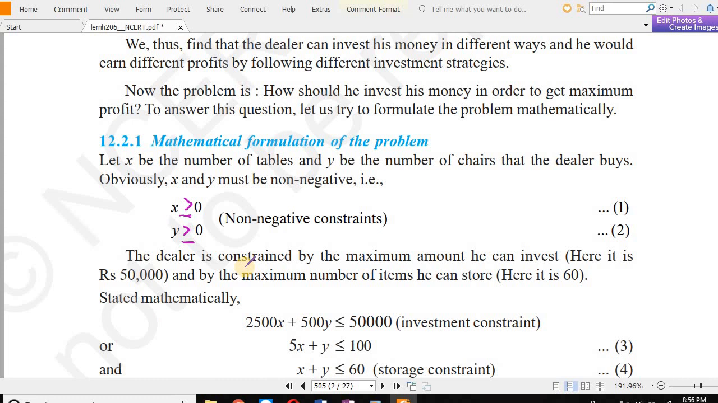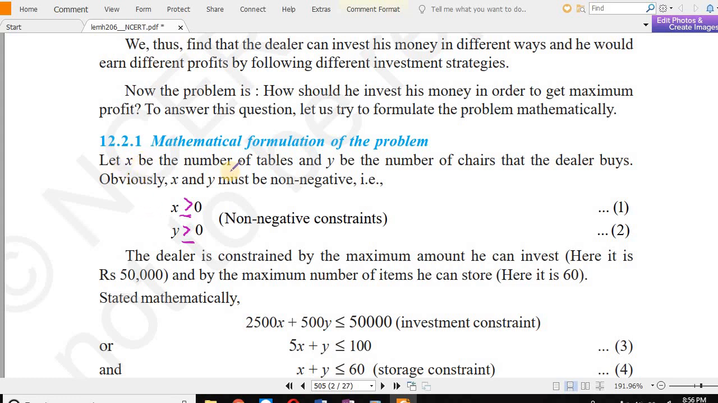Now so far we've dealt with words. Let's see if we can formulate this mathematically. All right, so we have tables and chairs. We can identify these as variables. These are the things that we can choose. This is what we want to determine, that determines our strategy.